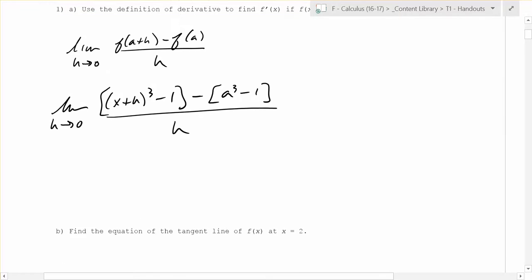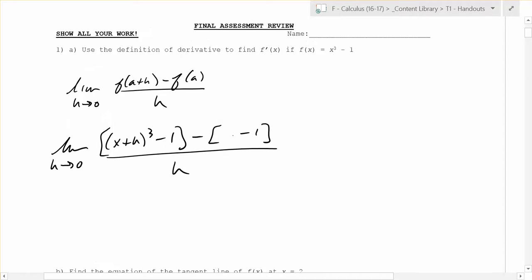Now it's not a, what is it going to be? It's the x, because we're doing the derivative at x. Okay. So unfortunately, what's going to cancel here? You know that negative 1 and that positive 1 are going to go away. So what are you going to have to do on top?